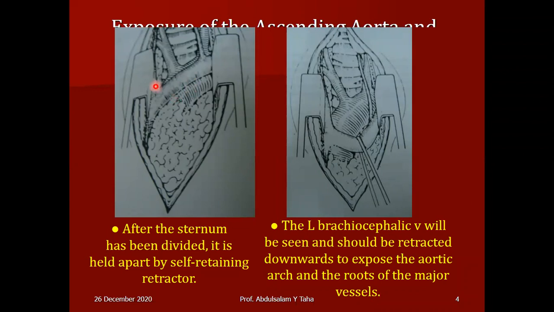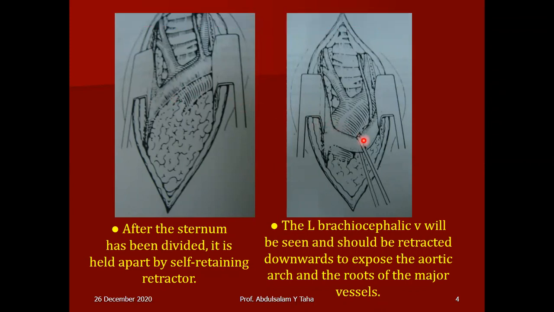They join together to form the superior vena cava. With some dissection, we can encircle the left innominate vein by a tape or by a sling, and we can displace the left innominate vein a bit inferiorly so that we can see the ascending aorta and the major branches, the brachiocephalic trunk on the right side, and the left common carotid to the left side.